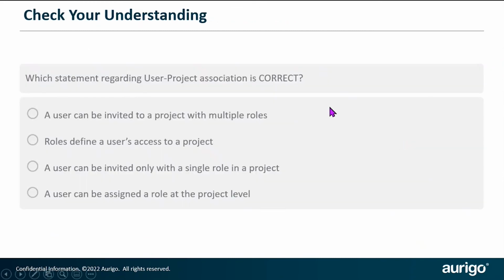So which statement is correct as far as user project association? A, a user can be invited to a project with multiple roles. B, roles define a user's access to a project. C, a user can be invited only with a single role in a project. Or D, a user can be assigned a role at the project level.